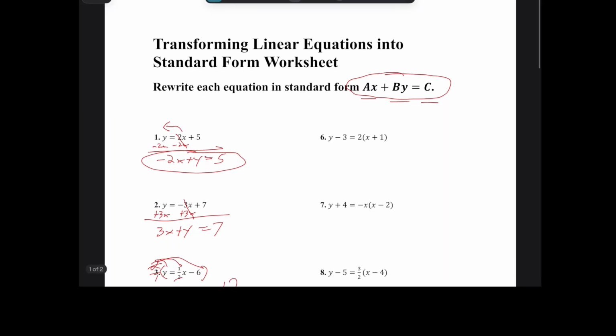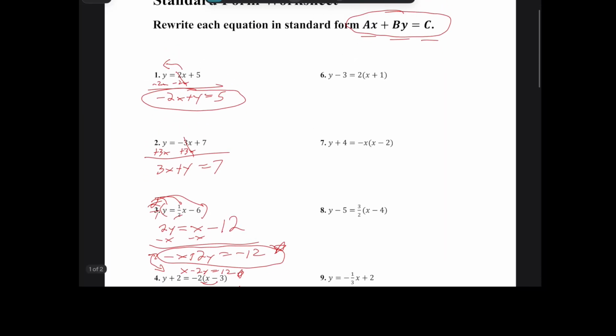Okay, let's go on to number 6. Well, I got to start with distributive property because I have a number in front of the parentheses. And I'm going to get y minus 3 equals 2x plus 2. Now I want to get all my numbers to the right. And again, make sure I'm adding that 3 to the 2 here, not to the 2x. Okay, we can only do it if they're like terms. And so now I'm into the y equals mx plus b. But I got to do this also. And my answer is negative 2x plus y equals 5, or 2x minus y equals negative 5.